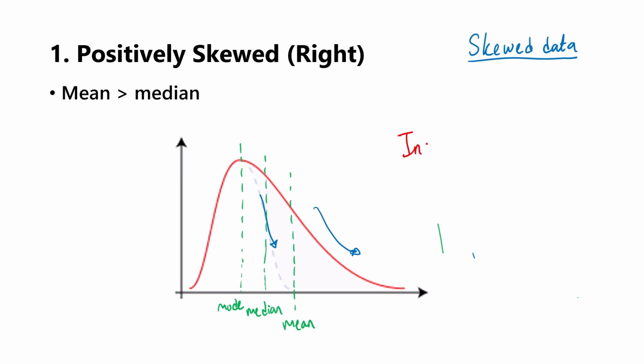A real life example: income. Most people earn around the middle, but a few super rich people pull the average way, way, way up and earn way more than the average person. That's why, for income specifically, it's usually the case that the average income is higher than the median income.